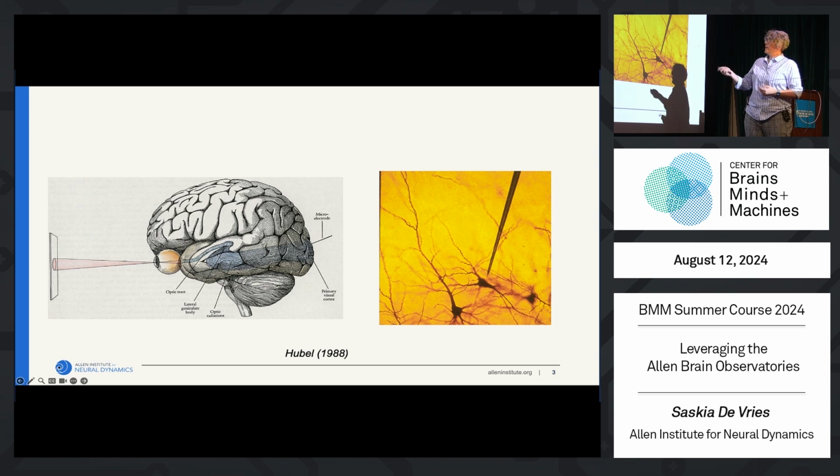In their work, they focused on the visual system in the cat, recording either in the primary visual cortex or in the lateral geniculate nucleus, which is part of the thalamus. That's part of the visual pathway coming from the eye to the thalamus and then back to the cortex.